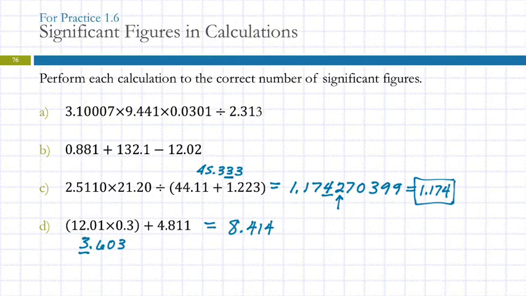Now I look at this number and that number. When I'm adding, I'm looking at decimal places. This one has 3 decimal places. With this being the last significant figure, how many decimal places does it have? 0. It ends in the ones place. So that tells me that my answer here has to end in the ones place, and so I'm going to call that 8. Okay, we'll get some practice on the worksheet today.